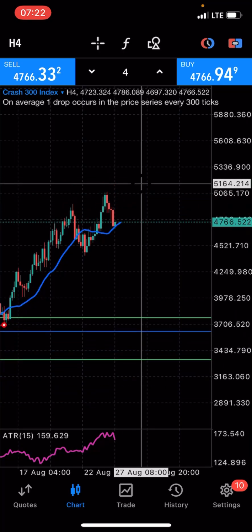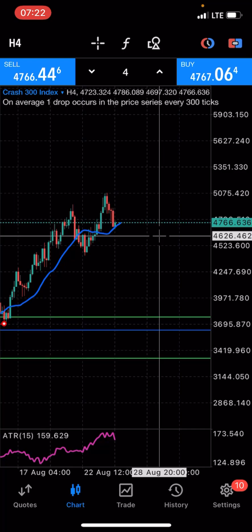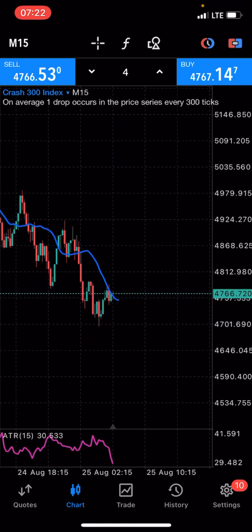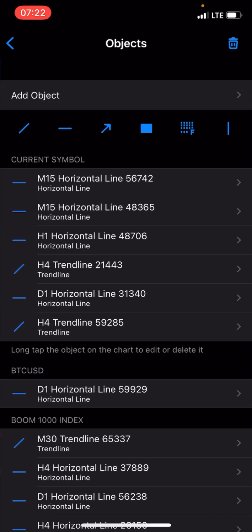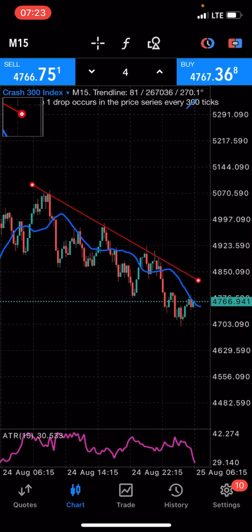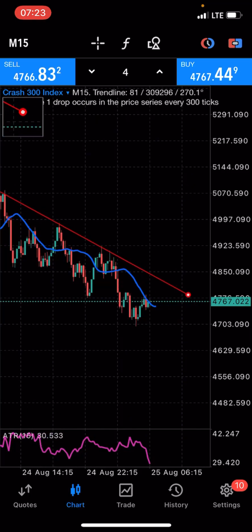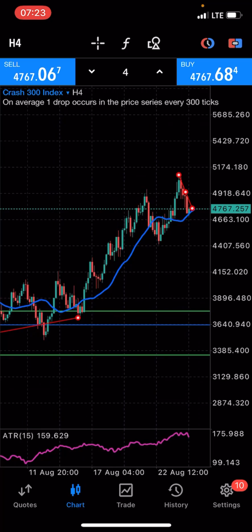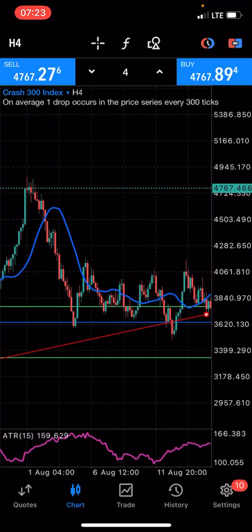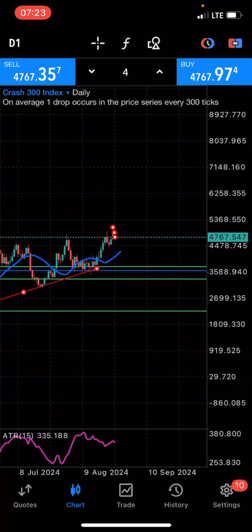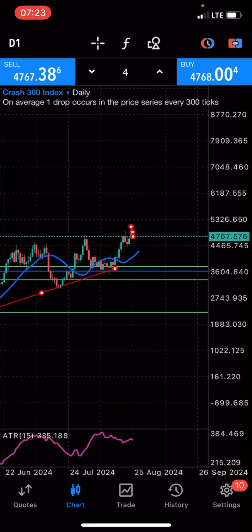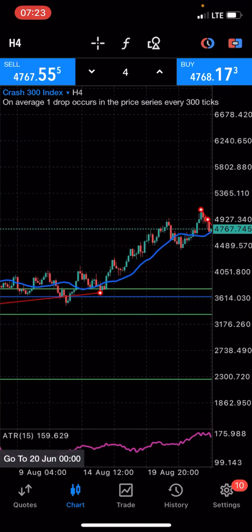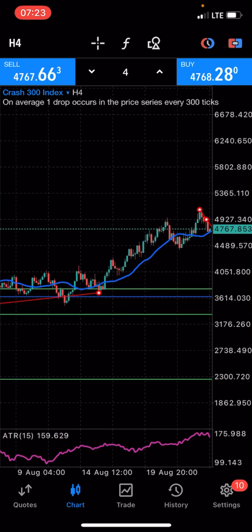But we are going to look at the 15 minutes now. You've seen what I've noticed here. On the lower time frame, what do we see? We see that we are having some kind of downtrend. But on the higher time frame, what do you see that we have? We have an uptrend, which has changed.